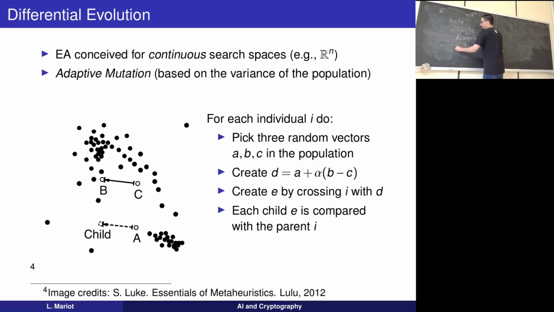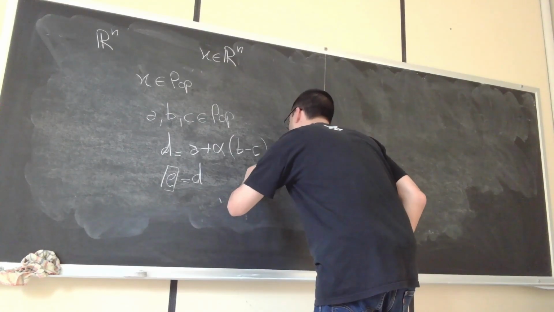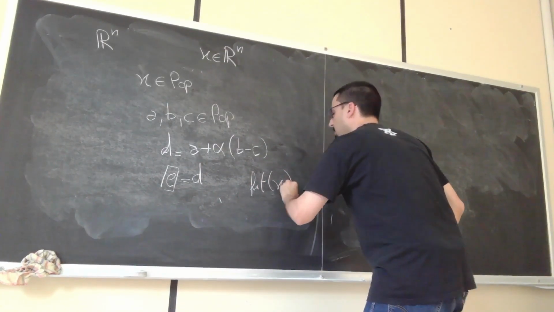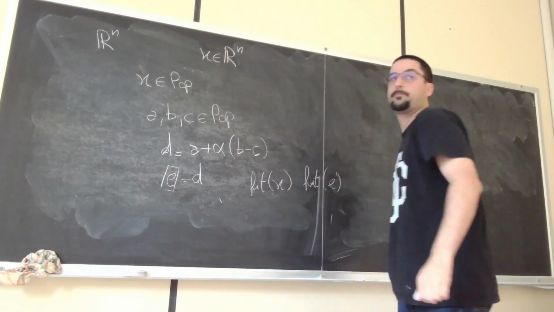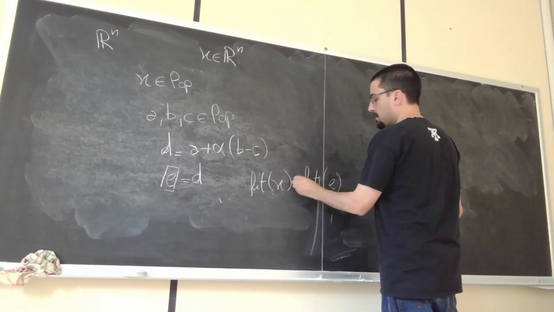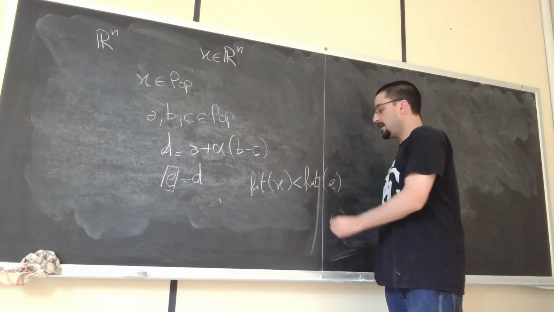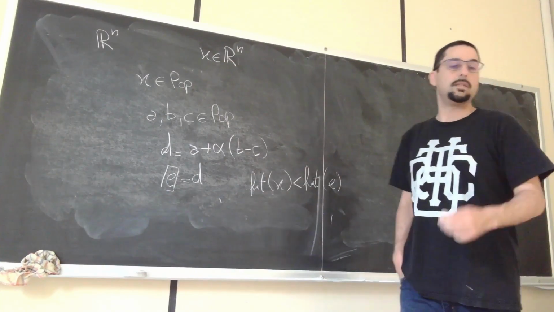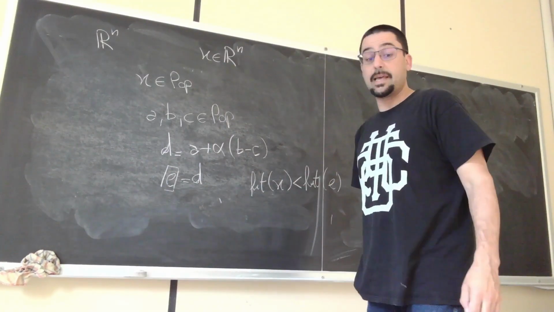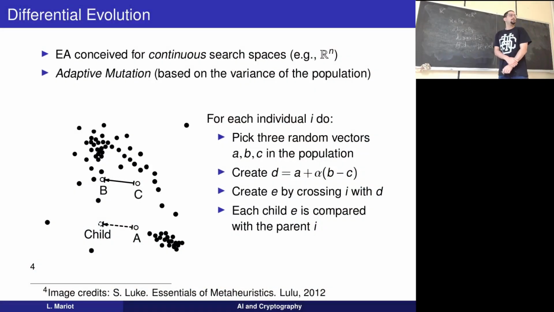So this will be the final child, and then we compare the fitness of X with the fitness of the child E. If we are in this situation, so the fitness of E is strictly larger than the fitness of X, then we replace X with E. Otherwise, we keep X. So it's very greedy in this sense. And this is the selection mechanism for differential evolution. Okay, questions so far? Everything clear? Okay.